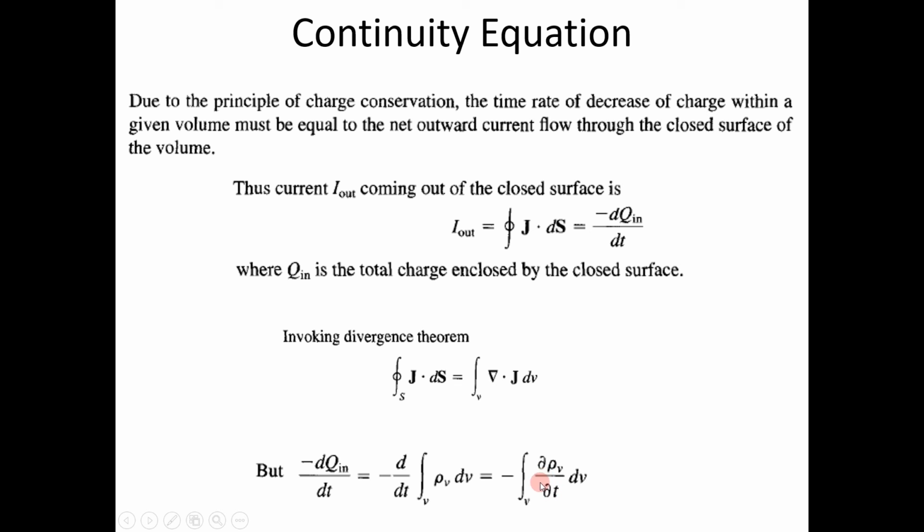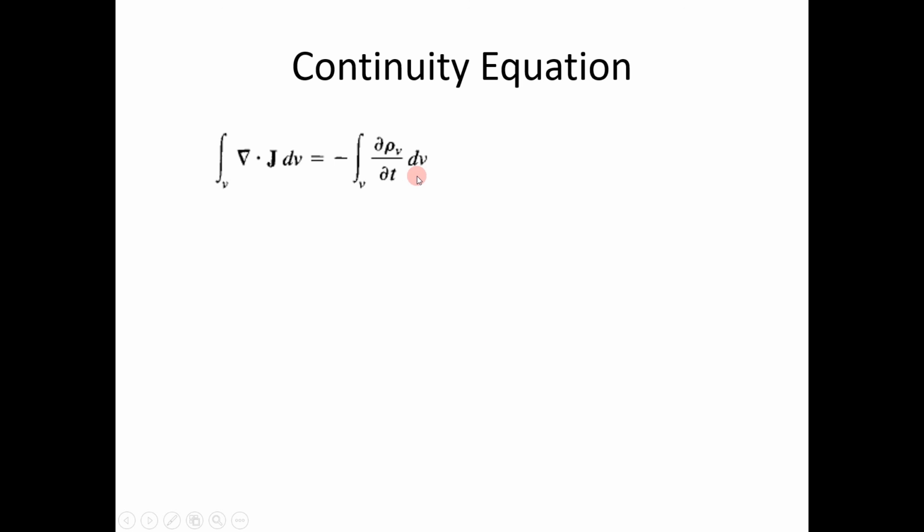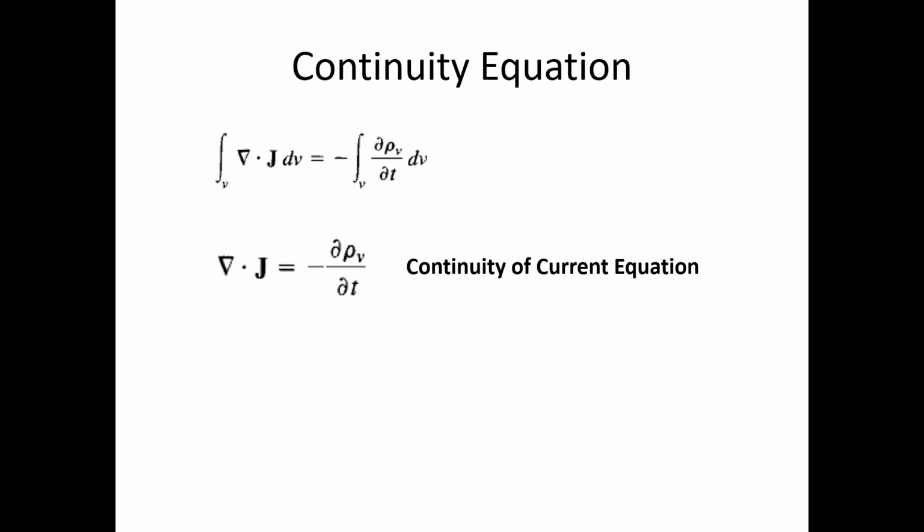Okay, now you can relate these two equations. Both are volume integrals. So removing the integrals, you can connect these two terms. That is del dot J is equal to minus dou rho v by dou t. You can link these two. Del dot J is equal to minus dou rho v by dou t. Okay, this is how you get it. So this equation is called the continuity equation. Del dot J is equal to minus dou rho v by dou t. Continuity of current equation.